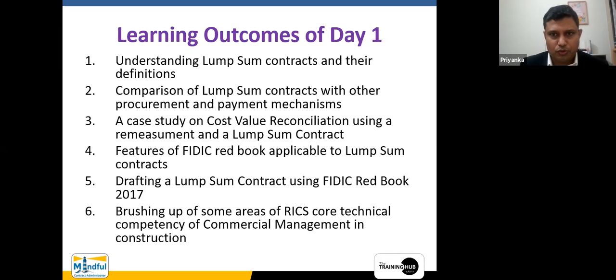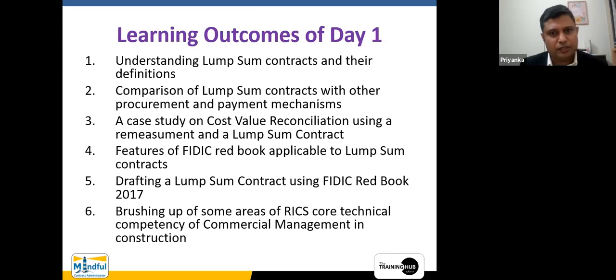So that we need to first and foremost understand before proceeding, right? This is the foundation in order to comprehend what exactly is meant by a lump sum contract, and what are the different versions of definitions in the global context related to this particular area.